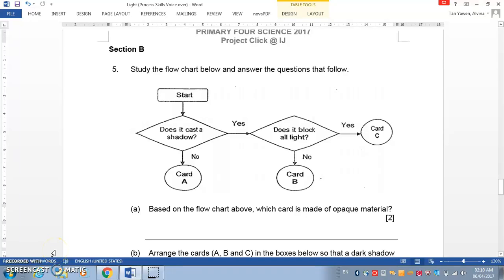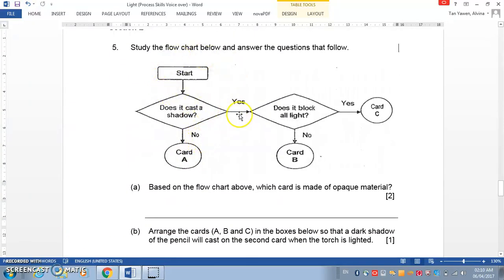Alright, we will now move on to questions in section B. So take some time to study this diagram here. Alright, this chapter that we have here is on light. So let's look at the flowchart and answer the questions. So over here we have a flowchart.